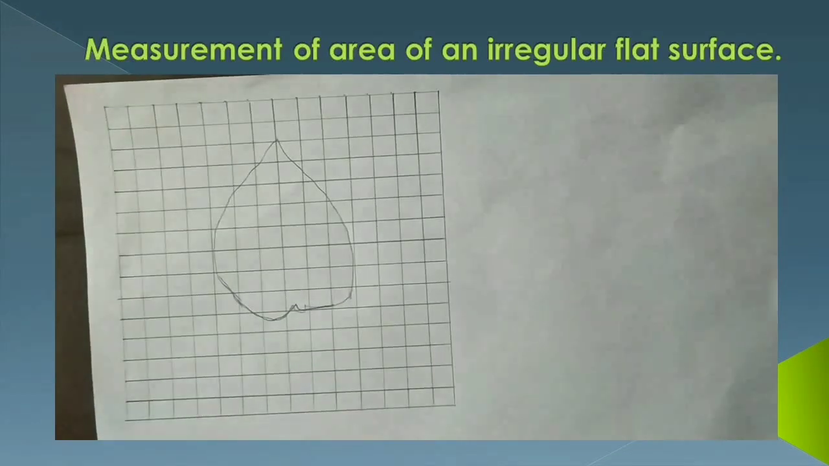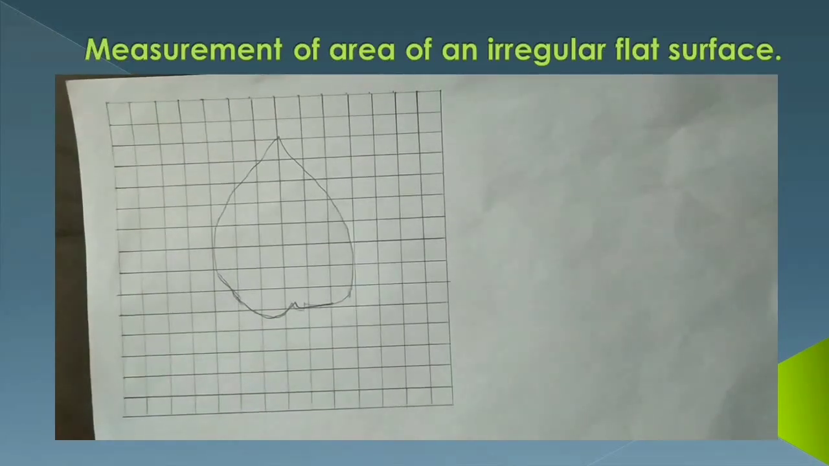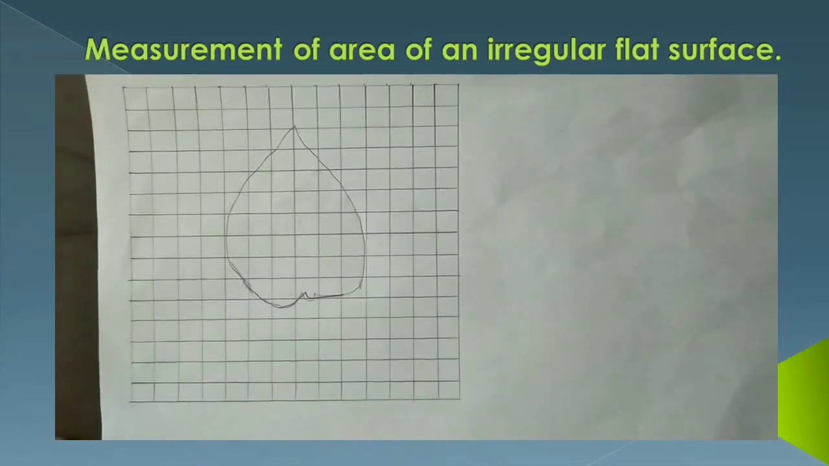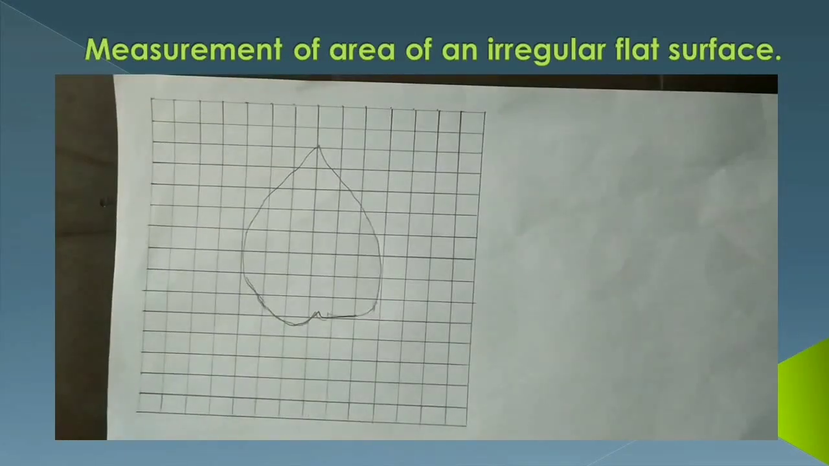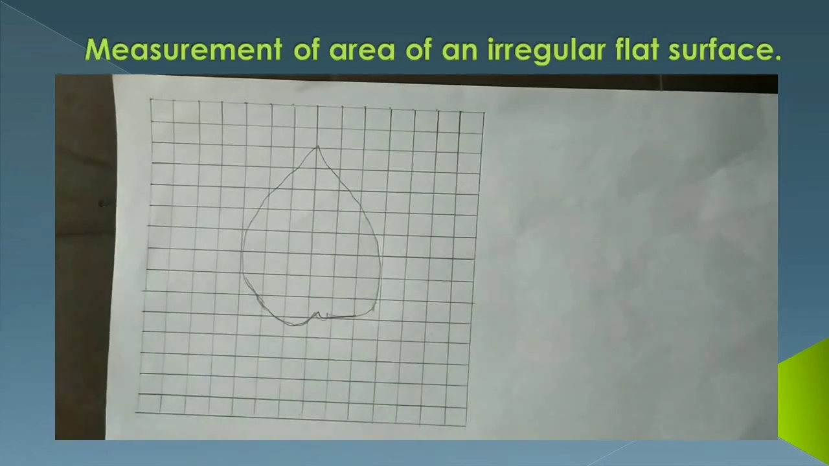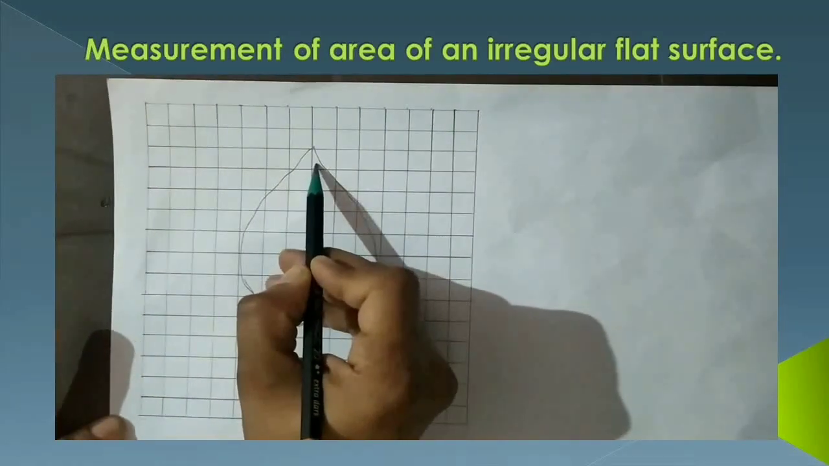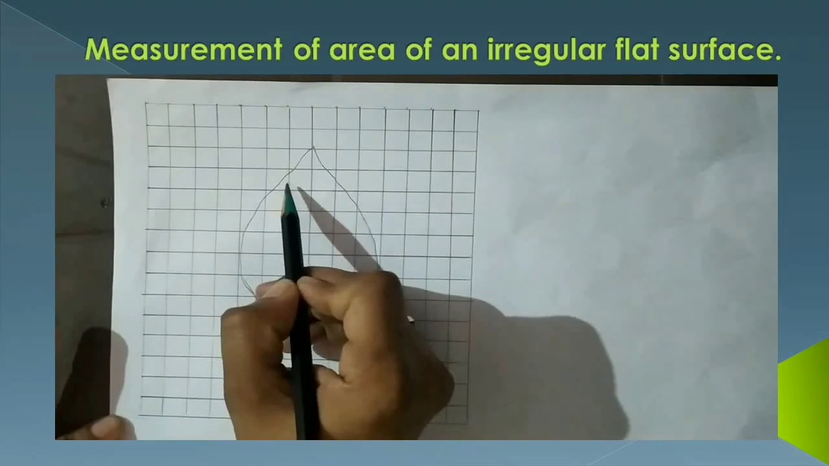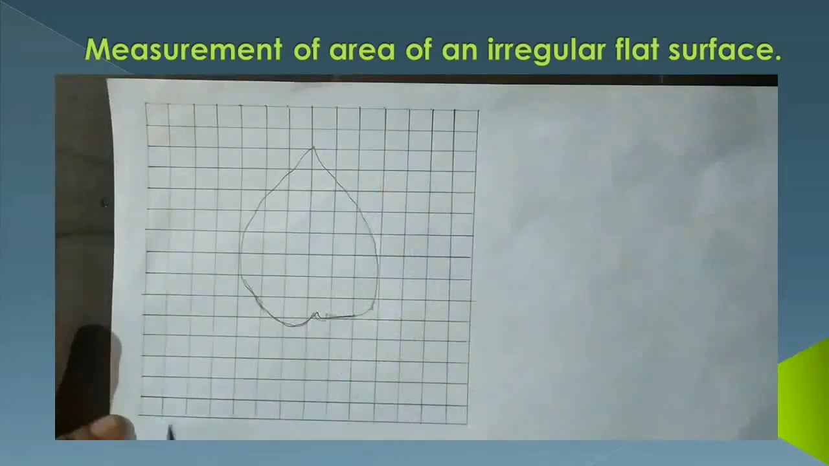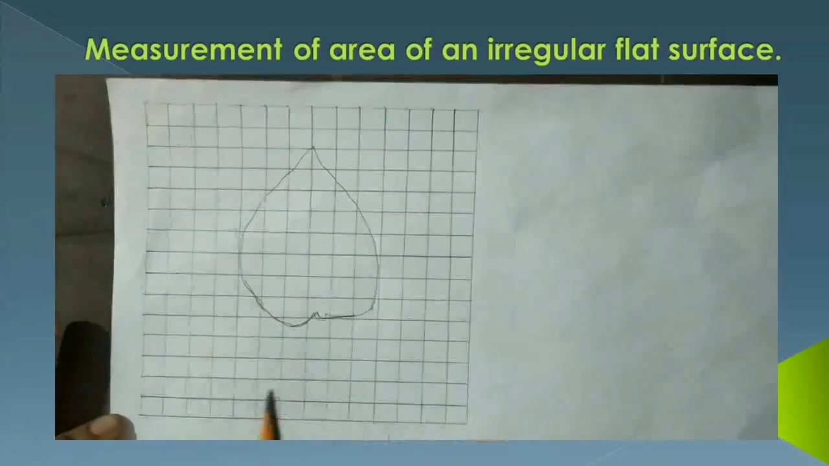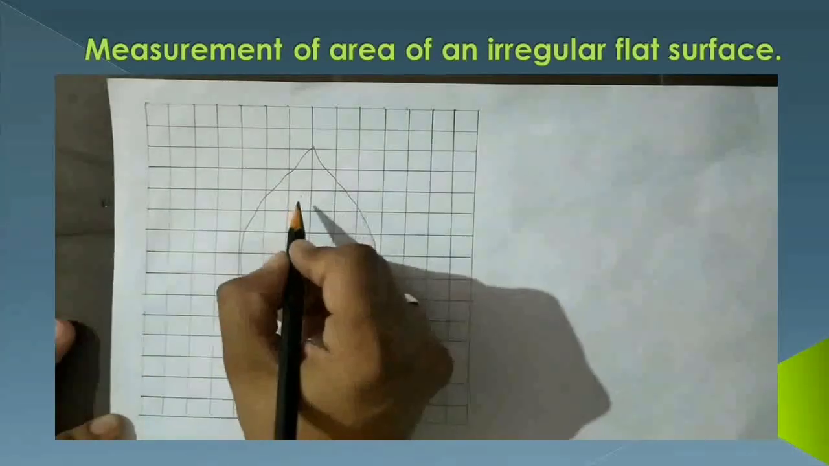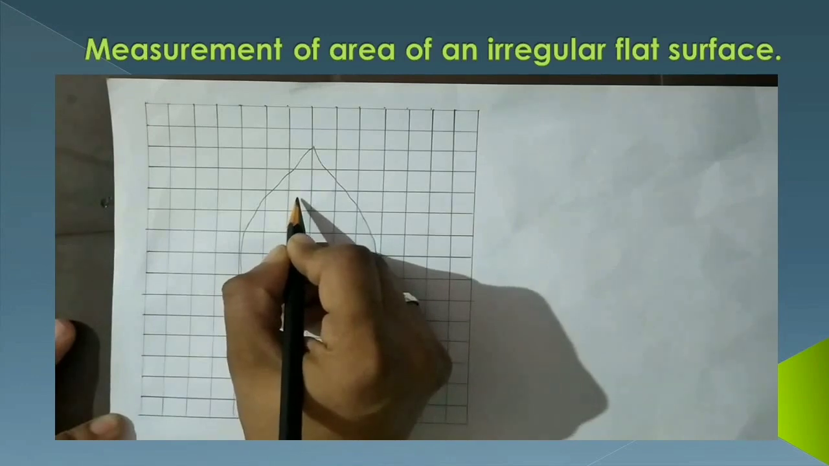Now what do we have to do next? We have to count the number of complete squares enclosed by the outline of the leaf. So we will number the complete squares. Suppose this is not a complete square, this is also not a complete square, these all are not complete squares. So we will number only the squares that are complete inside the enclosed outline of the leaf.